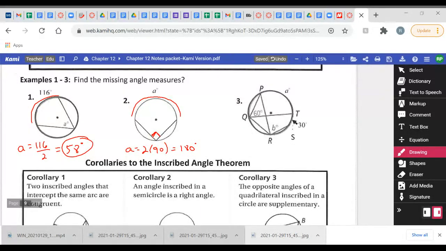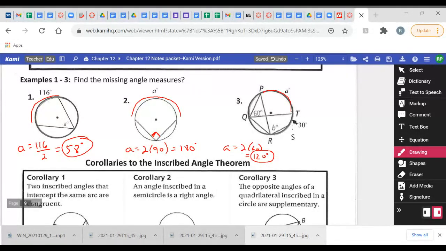Okay, on number 3, this picture is a little more busy, more going on, but you can still figure out some of these missing pieces. Okay, we can see that angle PQT is 60. It meets up with this arc A, and so we know that arc A has to be double the 60. So we know that A is 2 times 60, which is 120. Okay, so that's one of our answers.